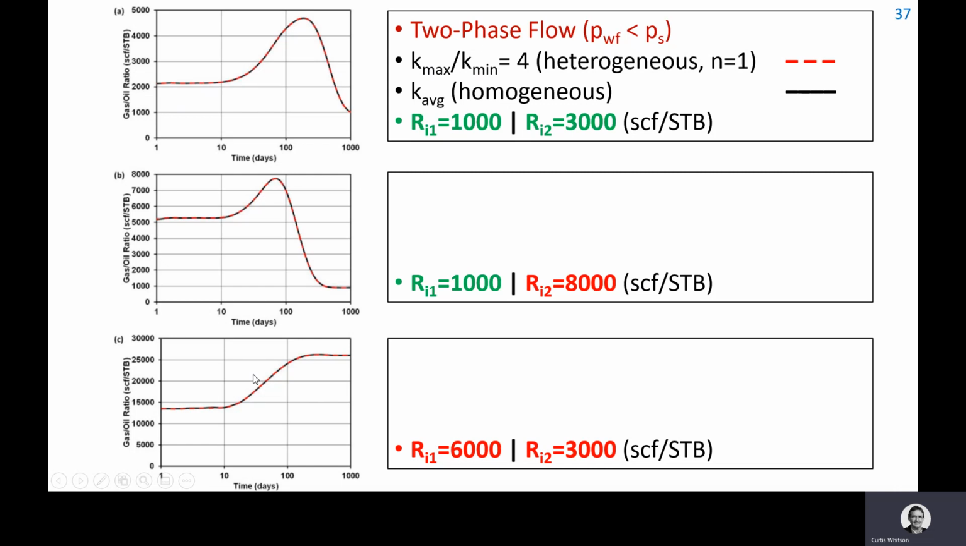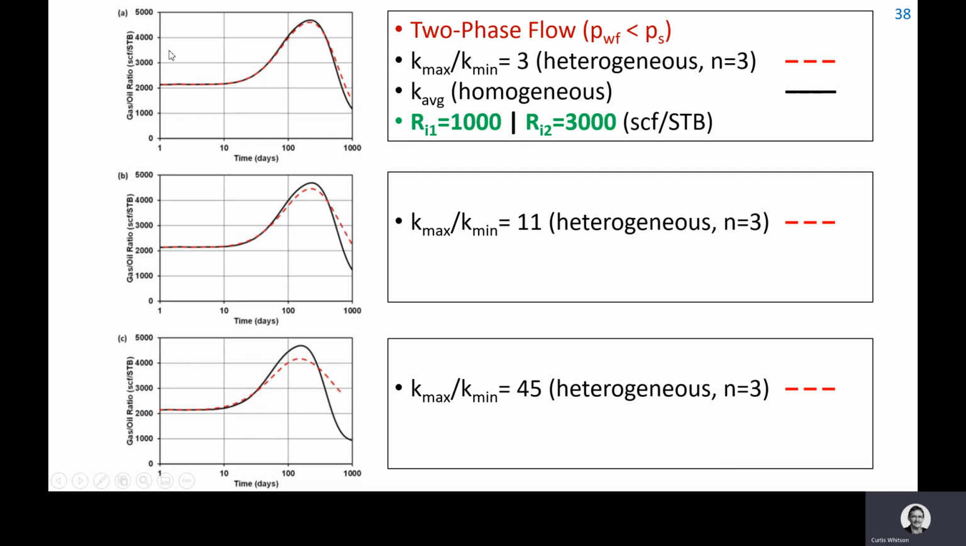We'll look at one more with larger heterogeneities. So now we're looking at two oils, 1,000 and 3,000. That's the same for all three of these cases. Going from top to bottom, we're looking at increasing degrees of heterogeneity. What you see, though, is that using the homogeneous approximation, the black line, gives both quantitative and qualitative approximations of the actual heterogeneously modeled case.